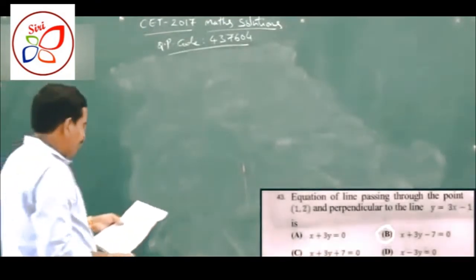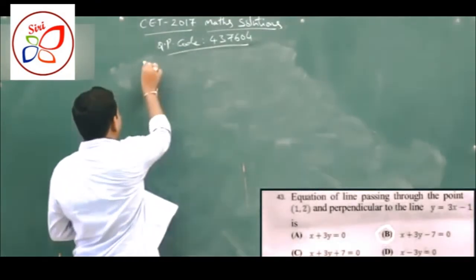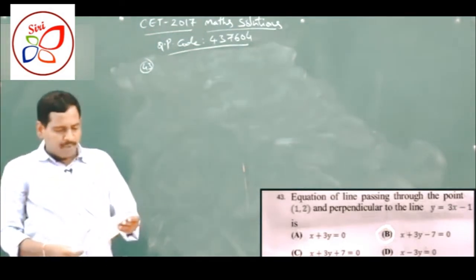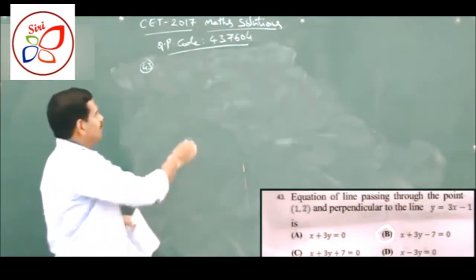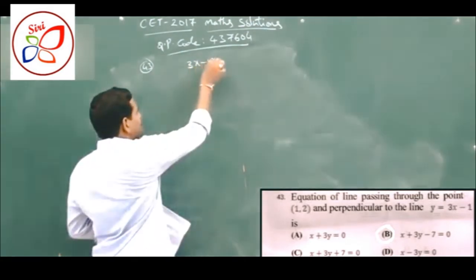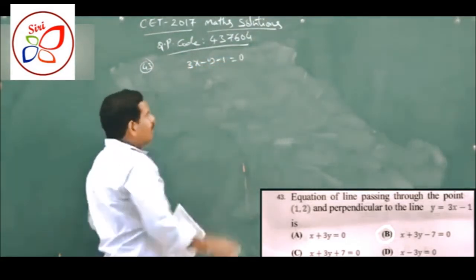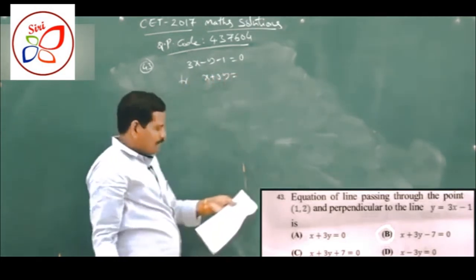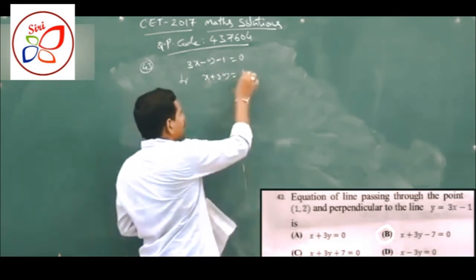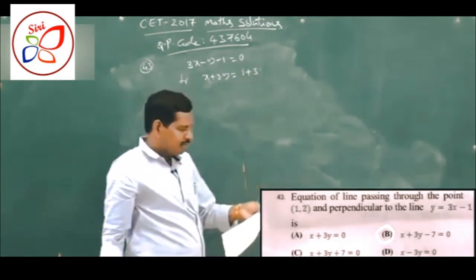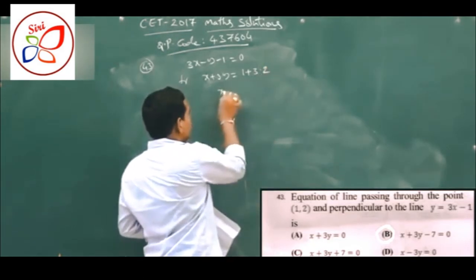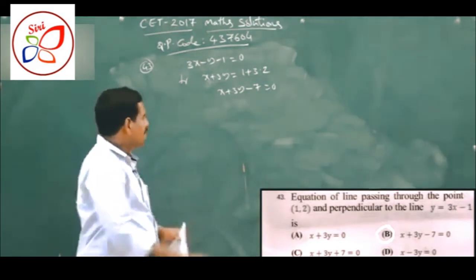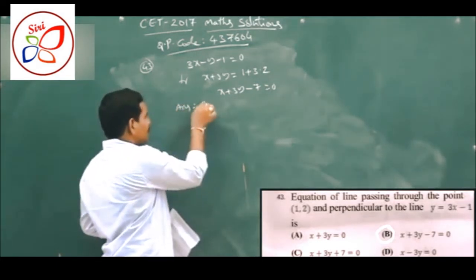Now coming to question number 43. Equation of line passing through the point 1 comma 2 and perpendicular to y is equal to 3x minus 1. It means 3x minus y minus 1 is equal to 0. Perpendicular to this is x plus 3y is equal to, in place of x, x coordinate 1 plus 3, and in place of y, y coordinate is 2. So the answer is x plus 3y minus 7 is equal to 0, which is given in the second option. So the answer is option B.